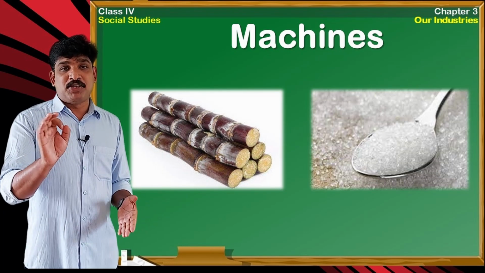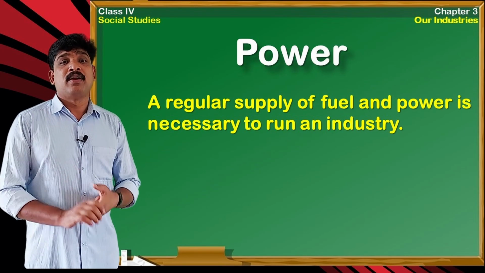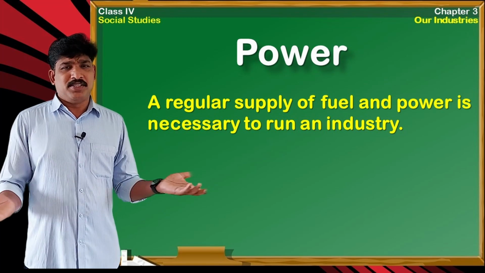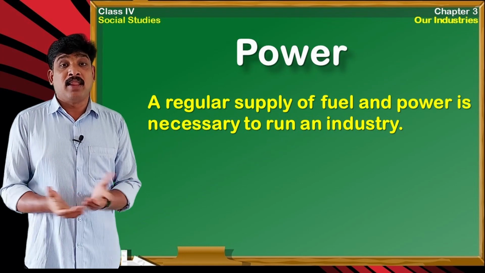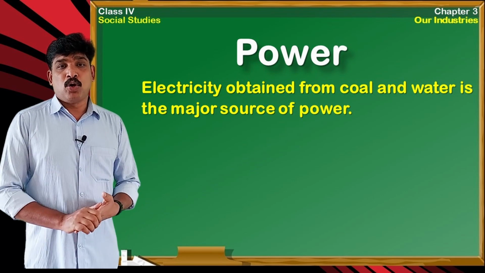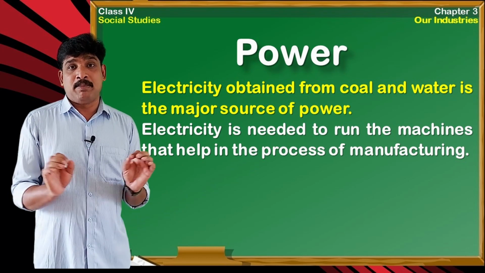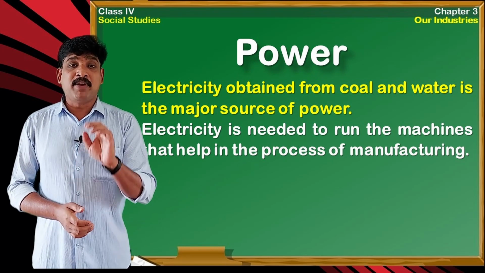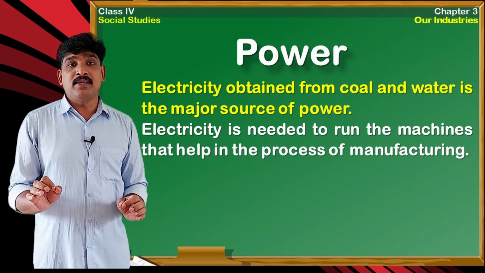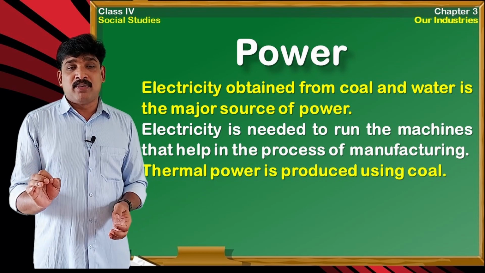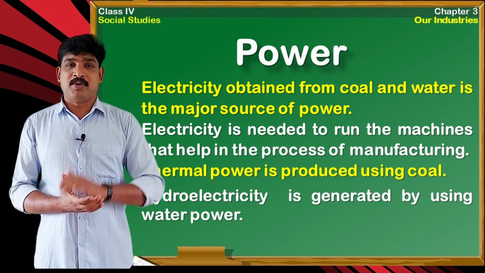Next requirement for establishing an industry is power. A regular supply of fuel and power is necessary to run an industry. What is this power? Power is the energy to make the machines operate. Like electricity. Electricity obtained from coal and water is the major source of power. Electricity is needed to run the machines that help in the process of manufacturing. We have mainly two sources from which we get power. One is thermal power and the other is hydroelectricity. Thermal power is produced using coal and hydroelectricity is generated by using water power.